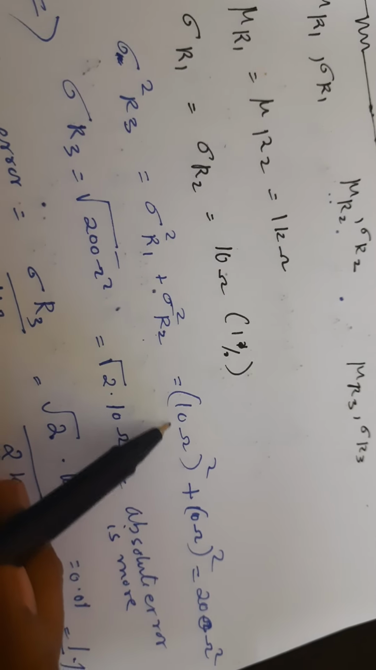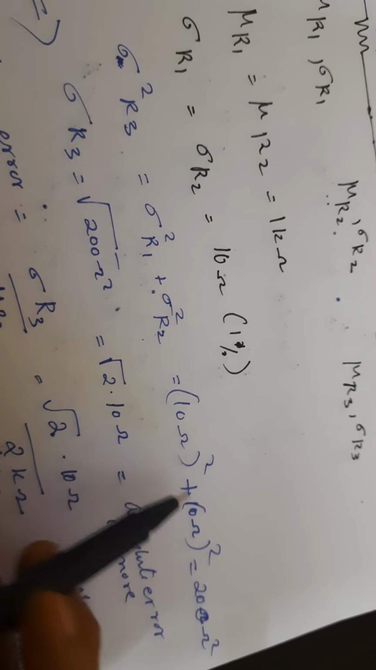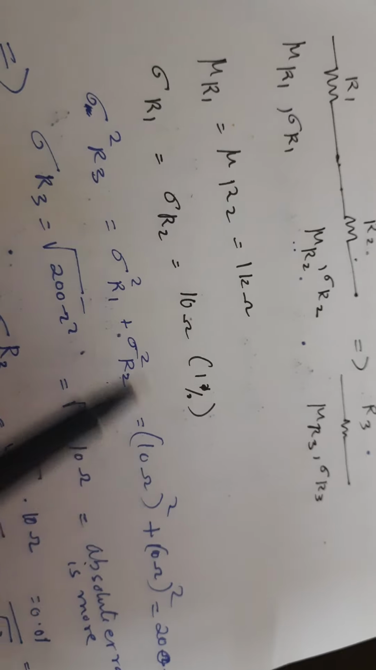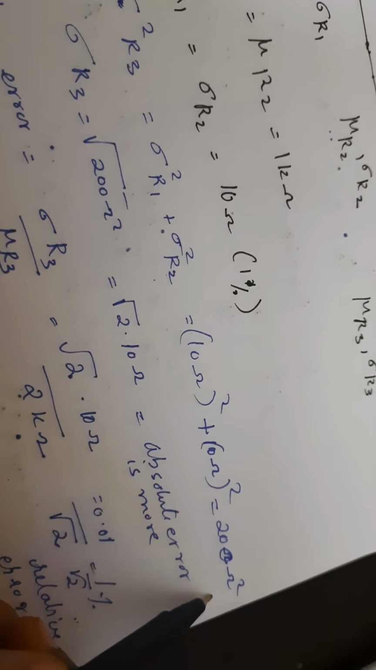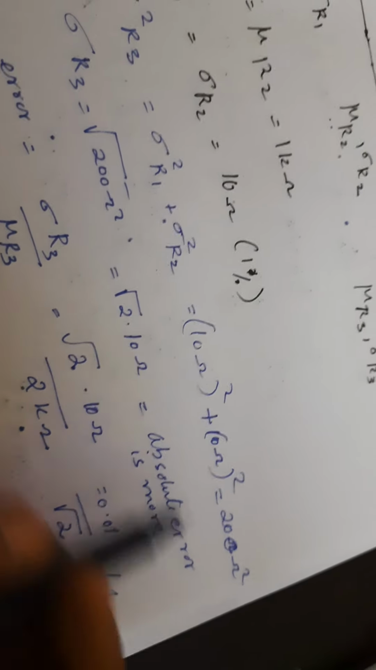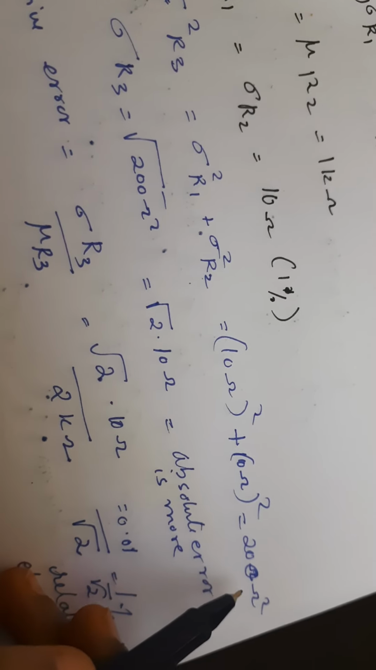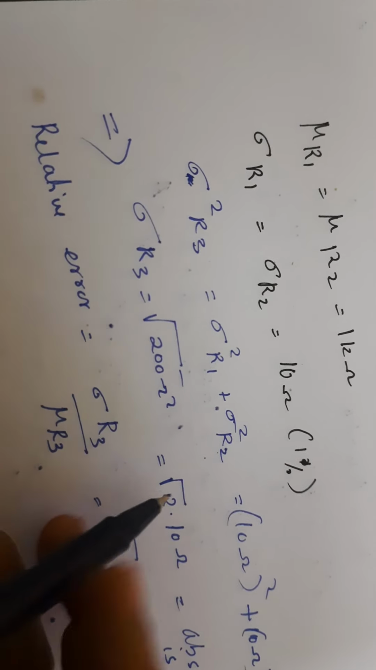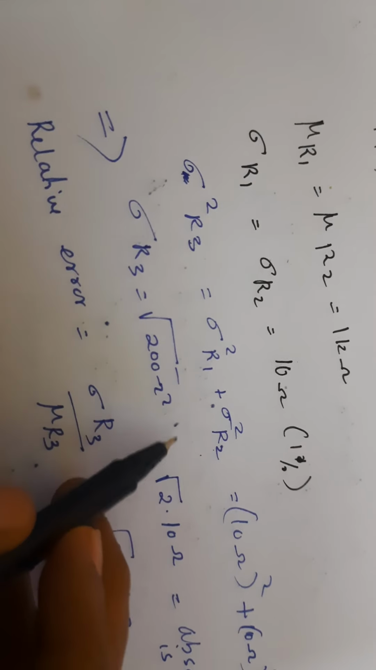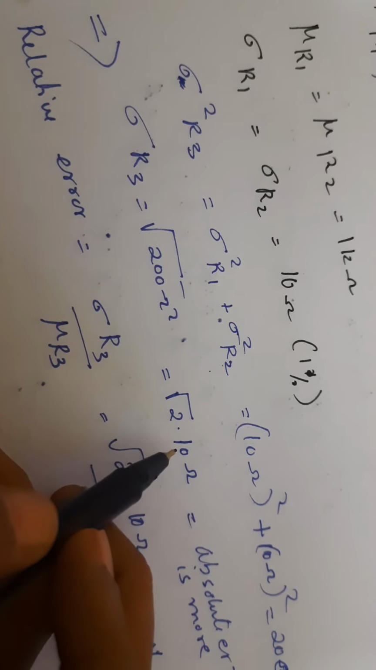So here 10 ohm square plus 10 ohm square. We are just supposing that sigma R1 is equal to sigma R2, so both are equal, so 20 ohm square. Okay, so, not, yeah, sorry, 200 ohm square. So sigma R3 square is equal to 200 ohm square. So I mean, take the square root of this. So you get square root of 2 into 10 ohm.